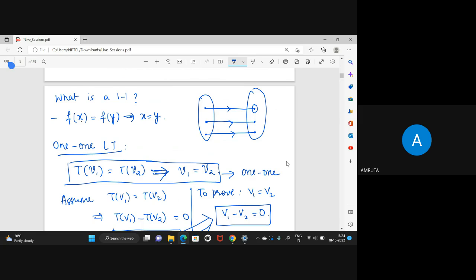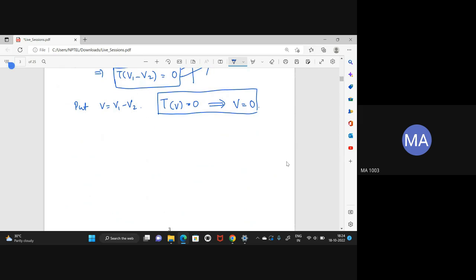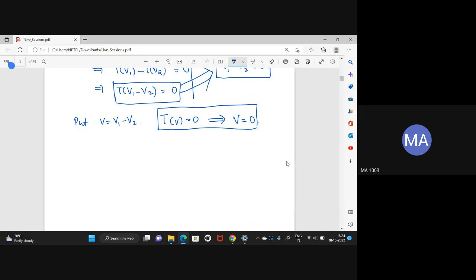If every point has exactly one pre-image, it is a one-to-one map. Right, at most one pre-image. There may be points which don't have a pre-image also, right? Yeah. So that's exactly what you're doing here. But if it is a linear transformation, then you needn't check for every point in the codomain. It is enough if you check the pre-images of only the zero vector.